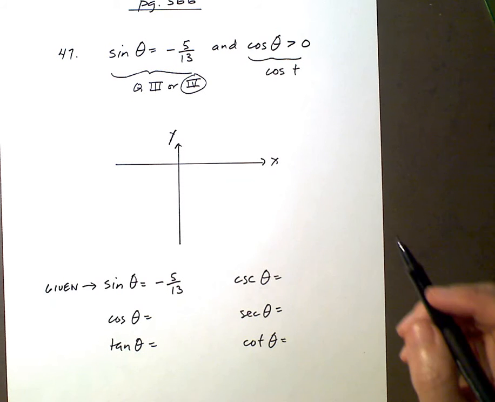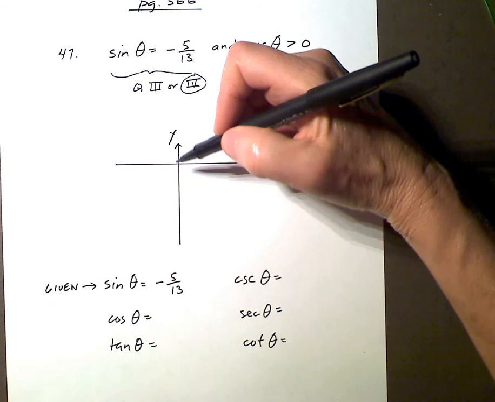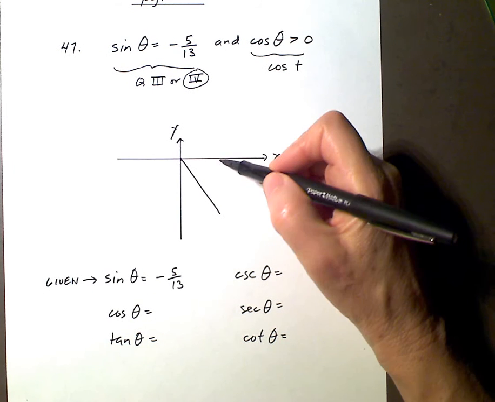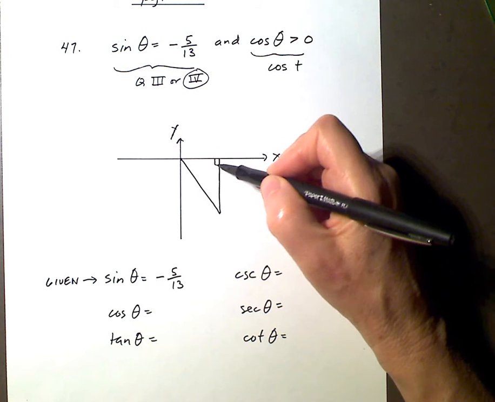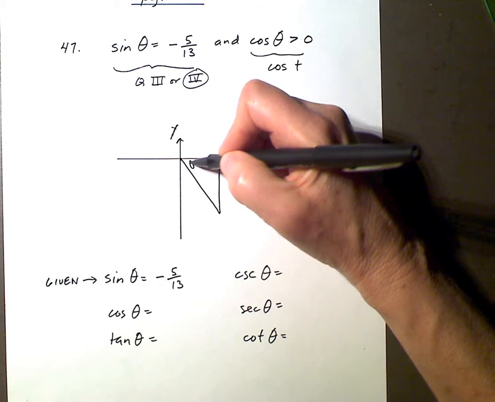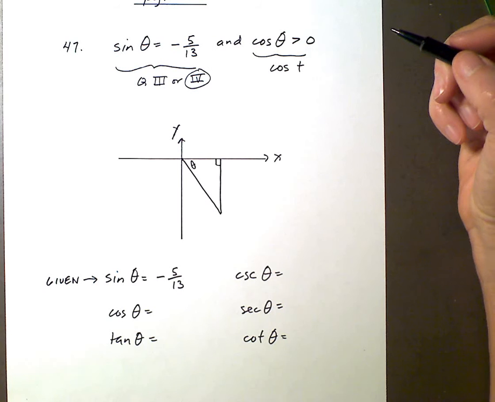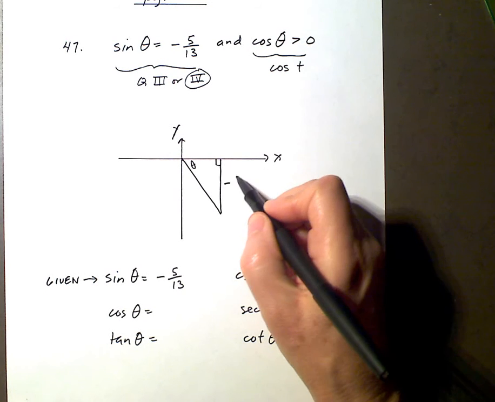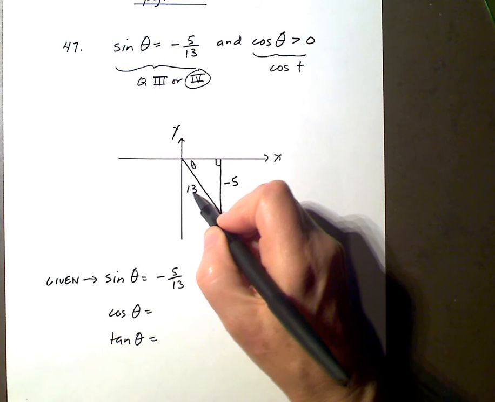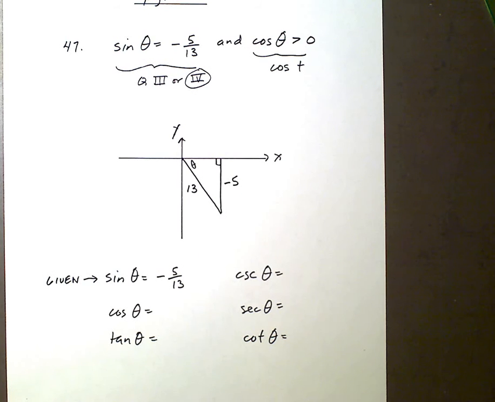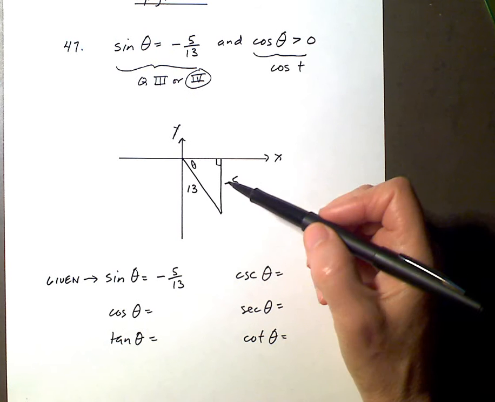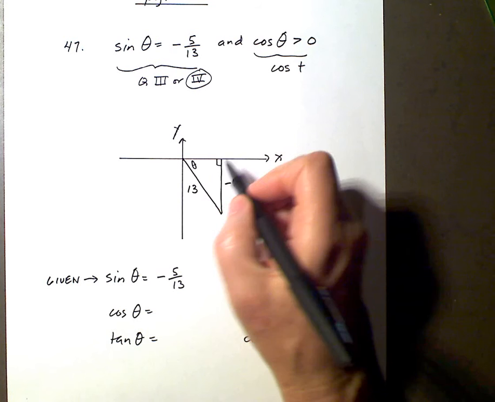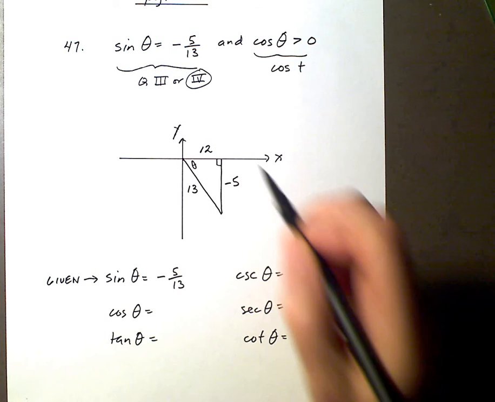So I'm going to sketch a terminal side of an angle, given any angle in this quadrant, and build my little right triangle. And my theta will be right here in the wedge. If the sine is negative 5/13, that means I go down by negative 5, and my hypotenuse here is 13. This is not drawn to scale, by the way, but I know that this would be a 5, 12, 13 Pythagorean triple. You can use the Pythagorean theorem to find this missing leg, but I can tell that it is a positive 12.